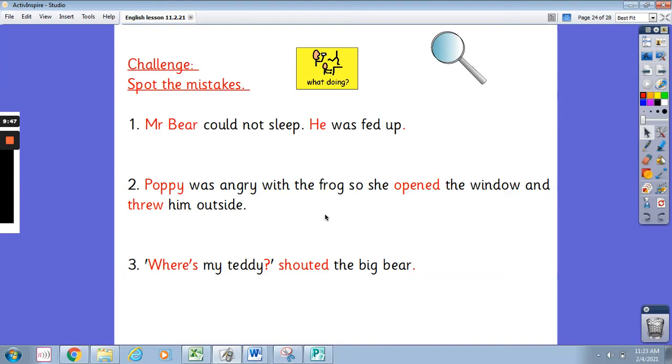Well done! These were the mistakes. There was quite a few. The first one, there was capital letters missing in Mr. and Bear because it's his name. And he should be a capital letter because it's the first word after a full stop. With the second sentence, Poppy should have been a capital letter because it's her name. And opened needs to have the suffix ed on the end because it's a past tense verb. And it should have been threw him outside because that's the past tense of throw. With the third sentence, where's should have been a capital W because it's the first word in the sentence. There should have been a question mark because it's a question. Where's my teddy? He's asking a question. He needs to have an answer for it. And shouted, there needs to be the suffix ed because it's the past tense verb of shout. Brilliant work.